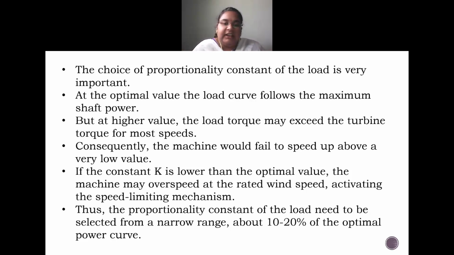First thing. The second thing is it should be in between a very small, narrow range in which we can select this k value. What does this range mean? About 10 to 20% of the optimal power curve. We have to make sure that whatever the constant value k is, it should be only about 10 to 20% of the optimal power curve.